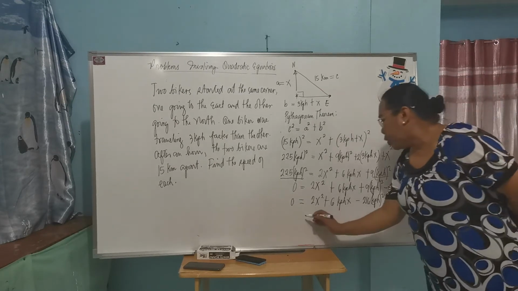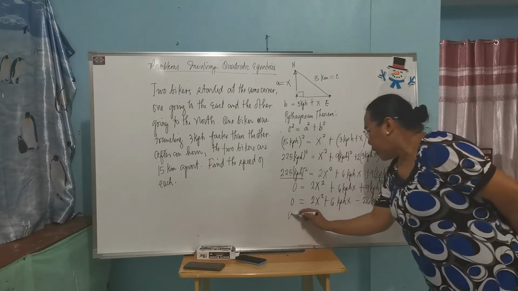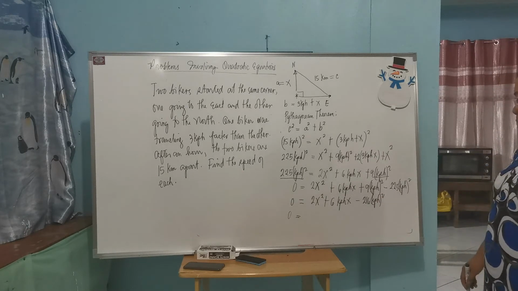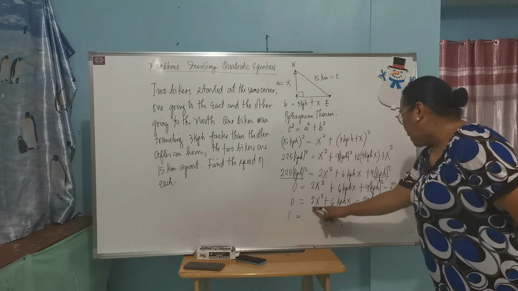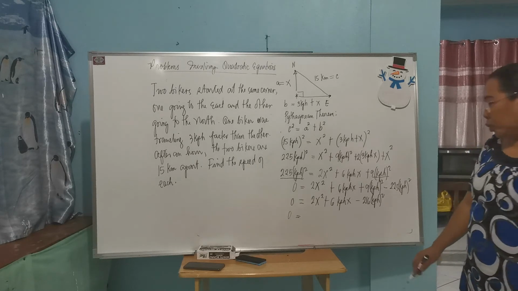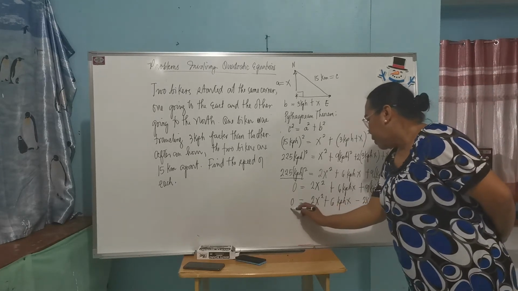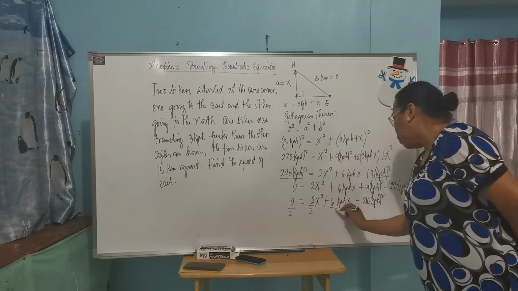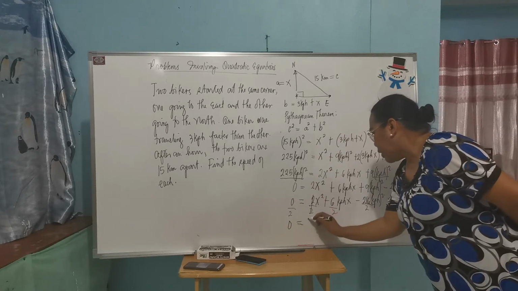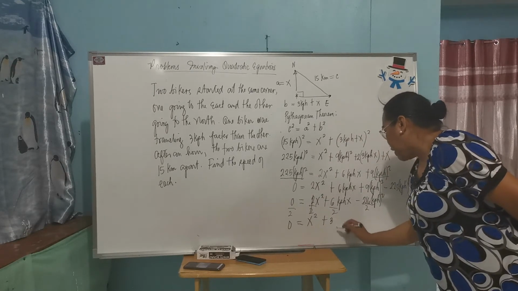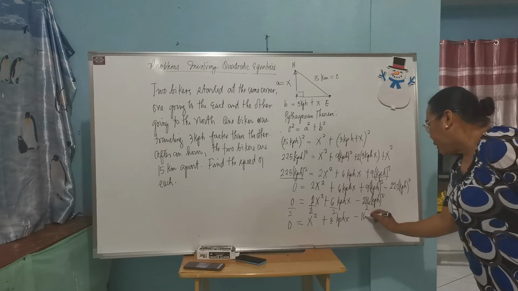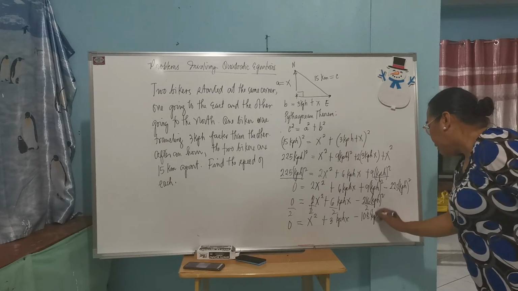Okay, so we are going to apply factoring. Or would you like to use the quadratic formula? It is also applicable. But notice that your 2, your 6, and your 216 are divisible by 2. So we are going to reduce by dividing all our terms by 2. So this is now your 0, this is now your x squared, this is now your 3 kilometers per hour times your x, and this is your negative 108 kilometers per hour squared.